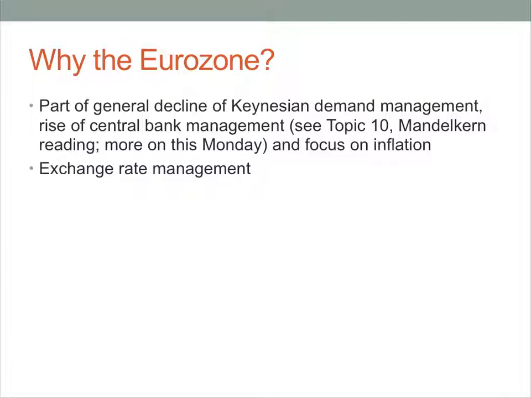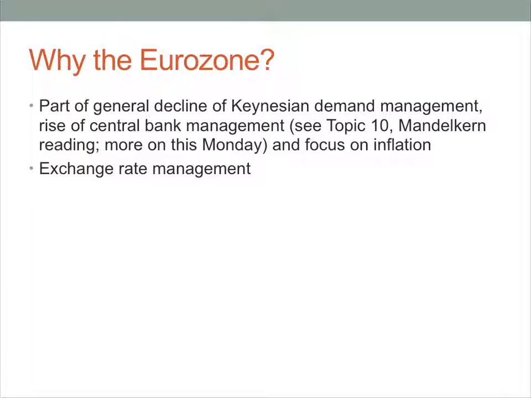Okay, so that's just a little bit about the intellectual political background to the EU and the Eurozone. Let's talk about why the Eurozone came into existence. The Eurozone came into existence as part of the general decline of Keynesian demand management, something we'll talk a little bit more about in topic 10 on Monday, but it's also pertinent to the transition from Fordism or classical Keynesianism that we talked about when we were talking about regimes of accumulation to privatized Keynesianism. The Eurozone emerged in the period after the Keynesian paradigm was perceived as being exhausted.